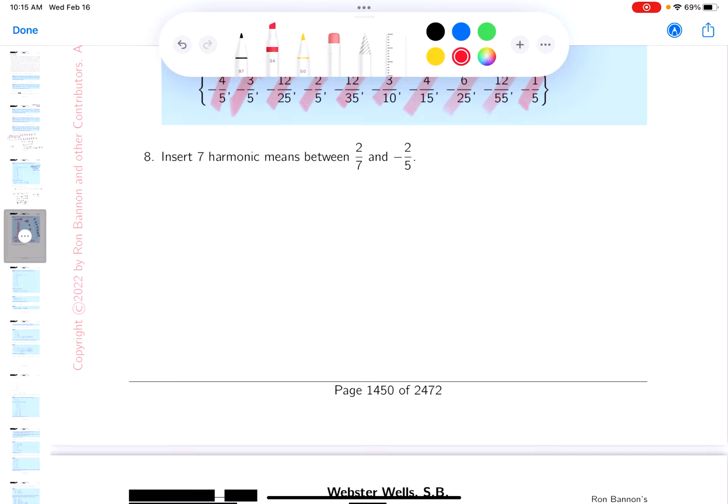Okay, insert 7 harmonic means between those. I'll just go through the work. We'll look at the key because we're getting a little better at this. So 2 sevens, and then we have 7 of them, right? 1, 2, 3, 4, 5, 6, 7, and this guy over here is going to be minus 2/5.